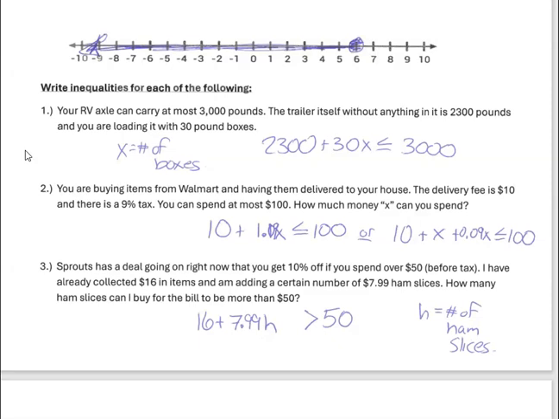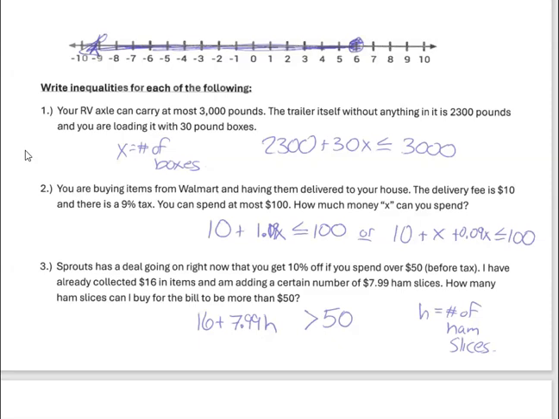The next one says that you are having a delivery to your house from Walmart. It's $10 for the delivery fee, and it is 9% tax. You can spend at most $100. So we know the amount you're going to spend is delivery plus the cost of the item plus tax. Now on the right hand side there, delivery is 10, cost of the items is X, and tax is 0.09 times X.